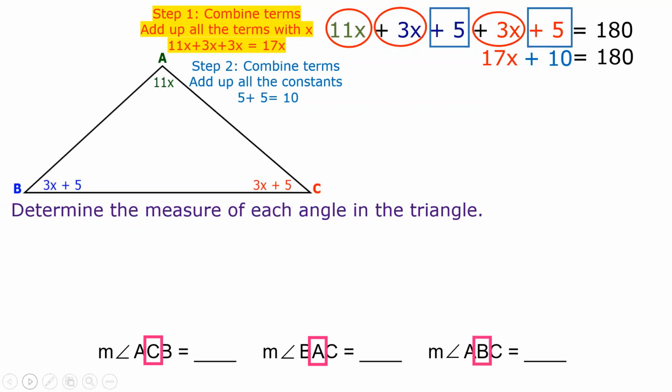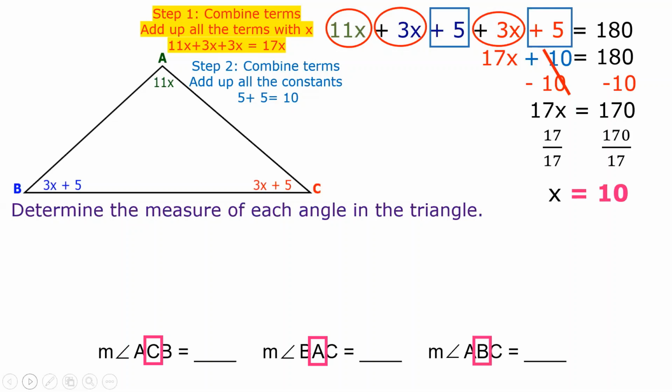Now, this is a two-step equation. Now you're going to move the 10 first, right? You're going to zero pair it, which is subtract 10 from both sides. It will zero pair those, and then it would give you 17x equals 170. Then it becomes a one-step equation where you divide both sides by 17, and 170 divided by 17 will equal 10. Remember that 10 is not the answer. 10 is the solution to x, right?